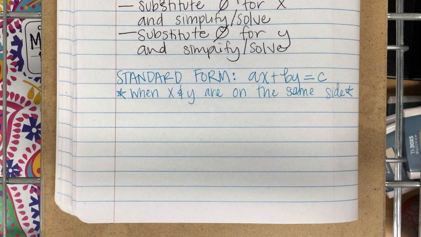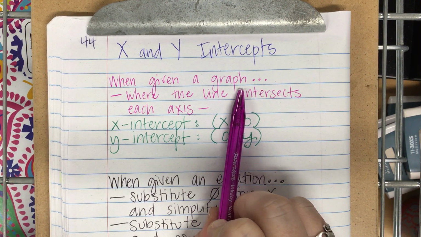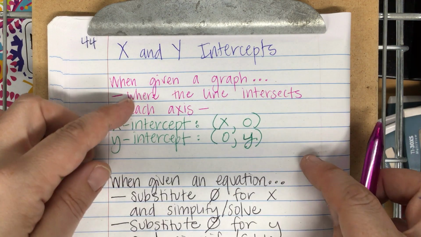So again, no matter what your equation looks like, if they give you an equation and they say find the intercepts, you substitute 0 for x and get an answer. Substitute 0 for y. You have to substitute 0 twice. And substituting 0 is actually really easy, because when you substitute 0 in for a number, it just disappears. If you're given a graph and they say find the intercepts, you just count. You find where it crosses each spot.